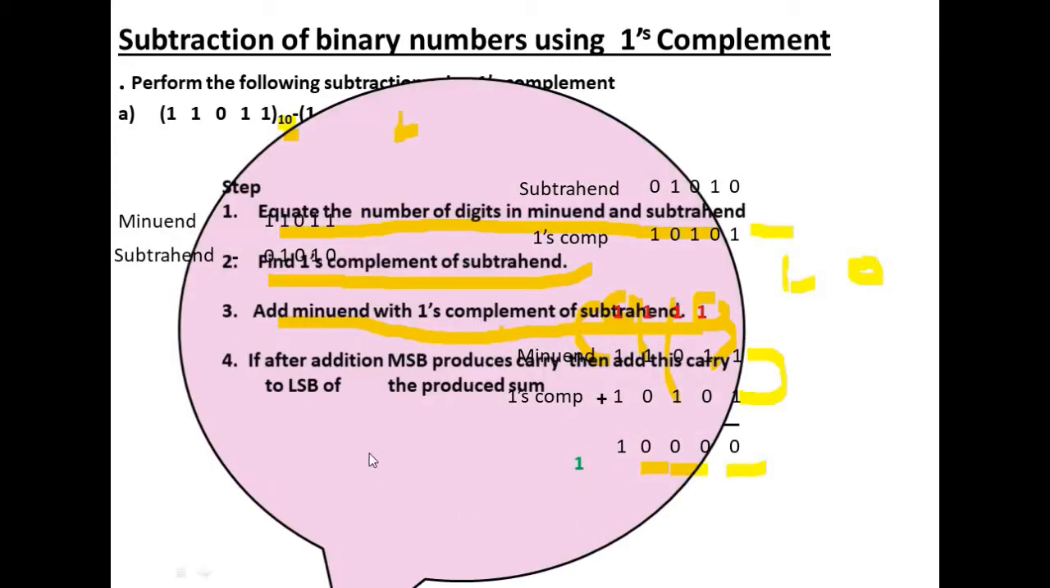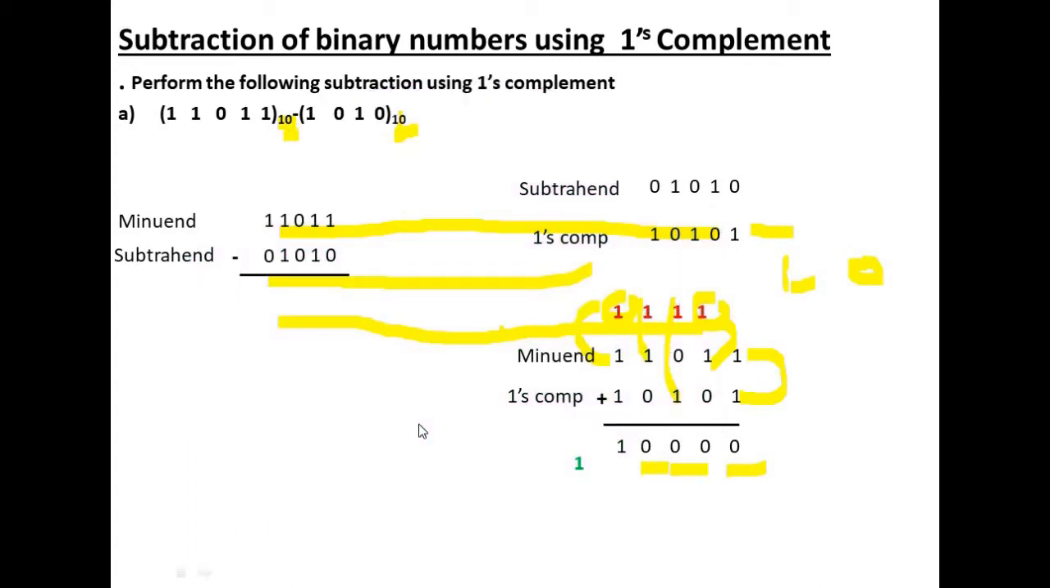Now the next step is that if after addition the MSB produces a carry, then add this carry to the LSB of the produced sum. It means we have to add this carry again into the produced sum. This is the produced sum. So again we have to add this carry. So here we add this carry into the produced sum and then we will get 0 plus 1 as 1, so 1, 0, 0, 0 and 1.